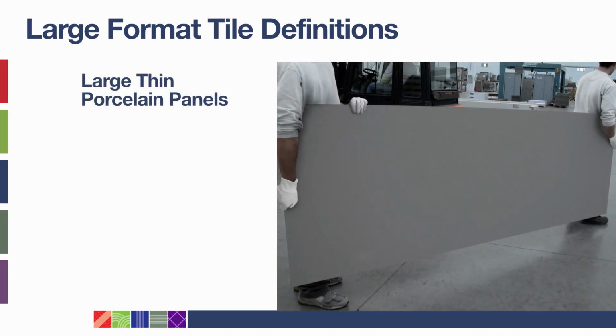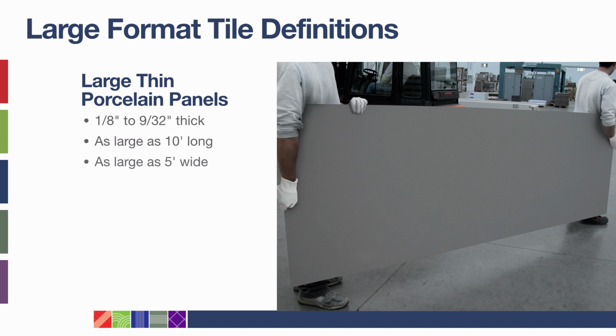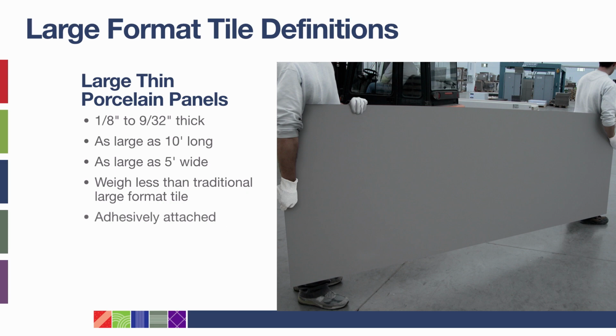Large, thin porcelain panels range from only 1/8 of an inch to 9/32 of an inch thick and can span up to 10 feet long and 5 feet wide. These panels can be used to cover large areas but are significantly lighter than other large format tiles. They are adhesively attached.